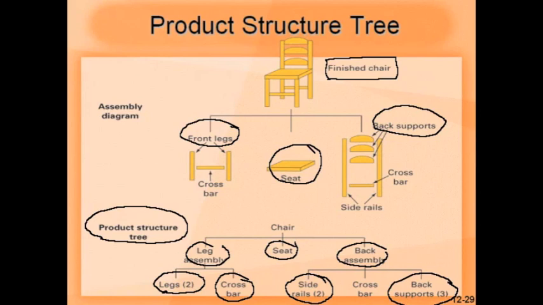So using these, one can easily calculate if the demand is, say, 10,000 for a year, then how many back supports will be needed, or how many legs will be needed. So this is just a brief example. In this chapter, we don't go into too much detail about each of these concepts we are talking about, like bill of material or master scheduling. More detailed coverage is provided in our materials management class, which is for operations management majors.